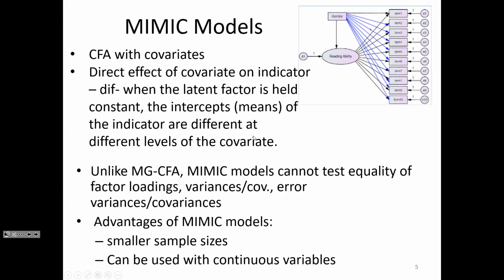Oh, I don't think it's a plan B if you don't pass metric and scalar. I think it's a plan B if you don't have the sample size requirements. So to go back to my example, let's say I've got 500 people, but only 50 of them are in group A and 450 of them are in group B. And I really want to look at invariance, but there is no way I can do a full multiple groups model with 50 in this group and 450 in this group. But what I can do is a mimic model.